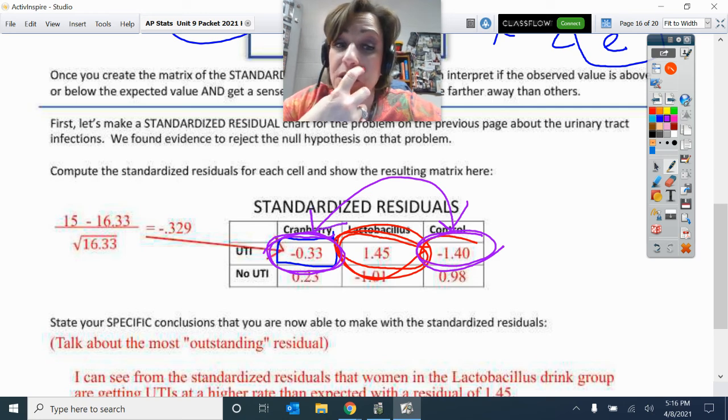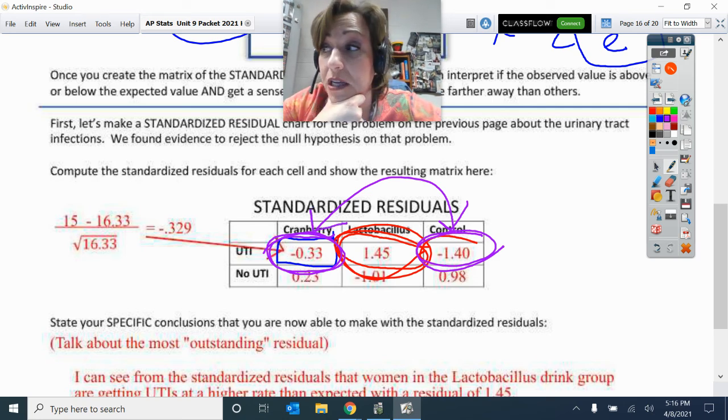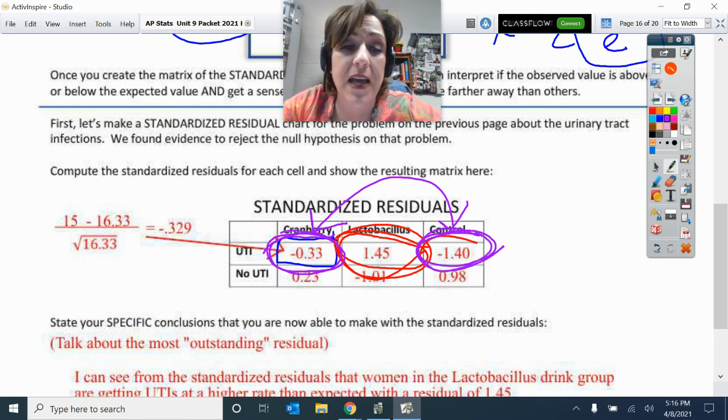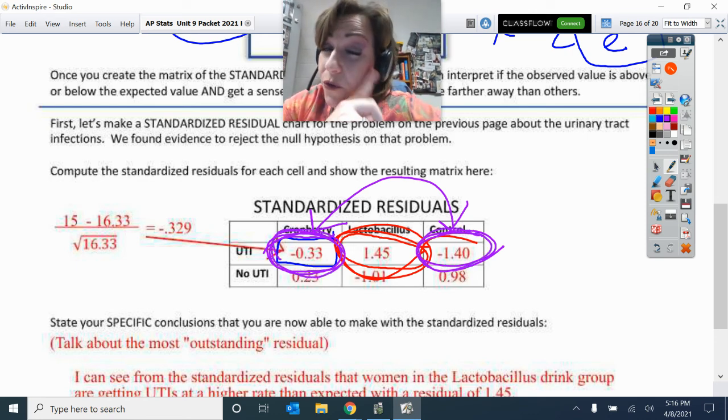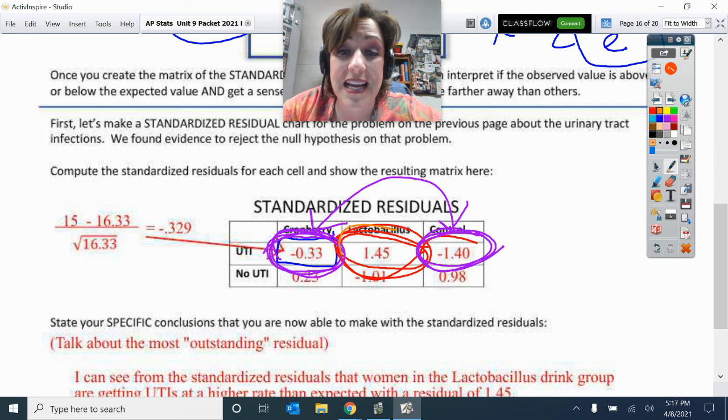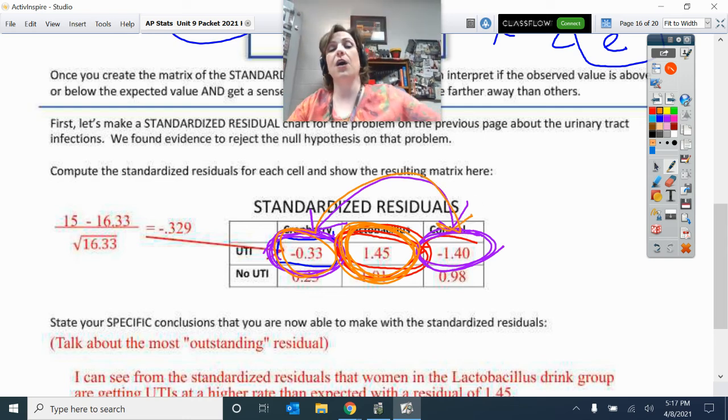Do I think cranberry juice is doing a really good job? I don't know. There's probably some sampling going on. I don't know if cranberry juice is necessarily working, but I think I have an indication that this lactobacillus is making us have the urinary tract infections. The cranberry juice isn't necessarily even reducing it as much as the control group. So that's interesting.